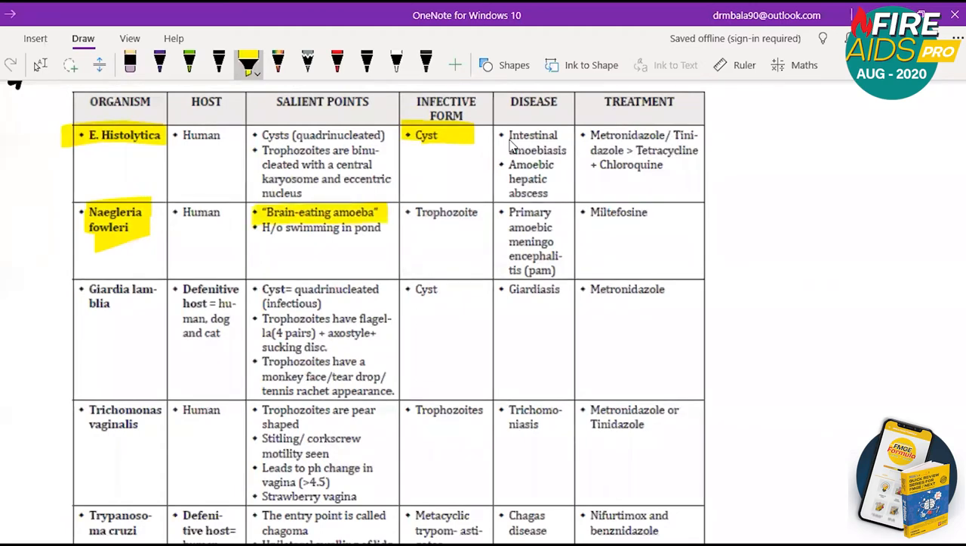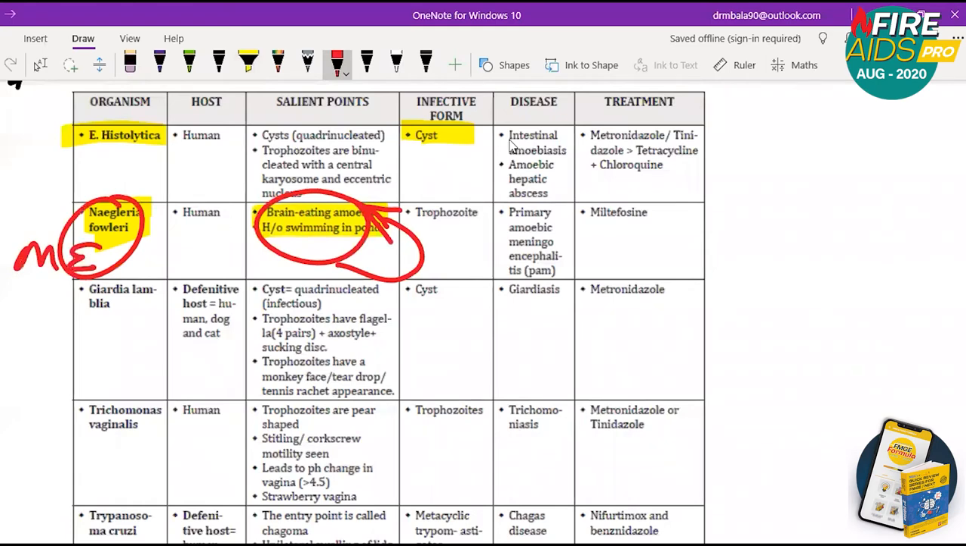So those who swim in a pond. History of swimming in a pond is the most important point you'll be getting: Naegleria fowleri. Those who swim in a pond end up with something called meningoencephalitis. So you have to think about Naegleria fowleri. You have to know human is the host and the trophozoite form is the infective form. This is very important.